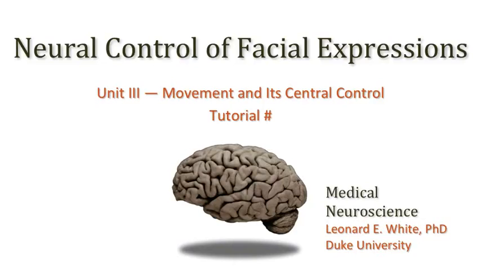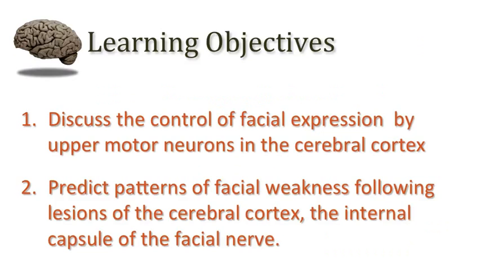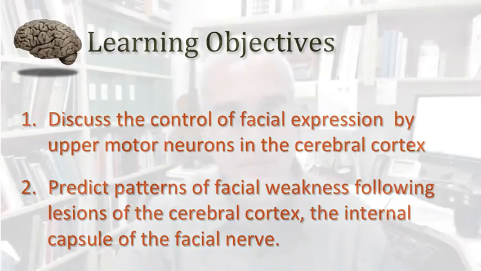Welcome to this tutorial on the neural control of facial expressions. I've got two learning objectives for you in this tutorial. I want you to be able to discuss the control of facial expression by upper motor neurons in the cerebral cortex. And then I want you to use that knowledge to predict patterns of facial weakness that might follow lesions of the cerebral cortex, the internal capsule, or the facial nerve itself.